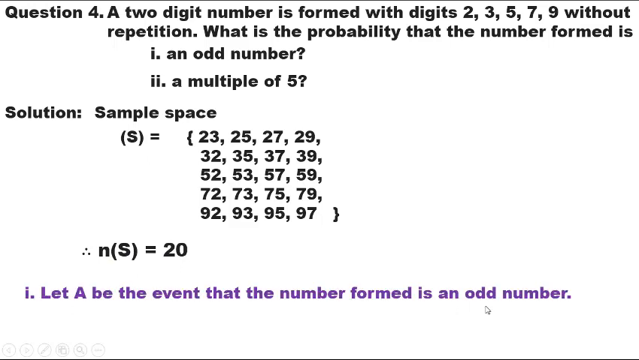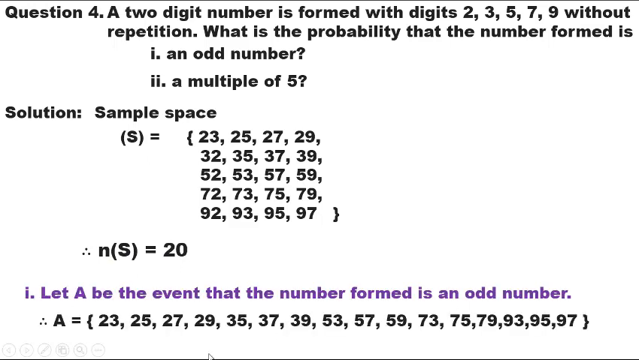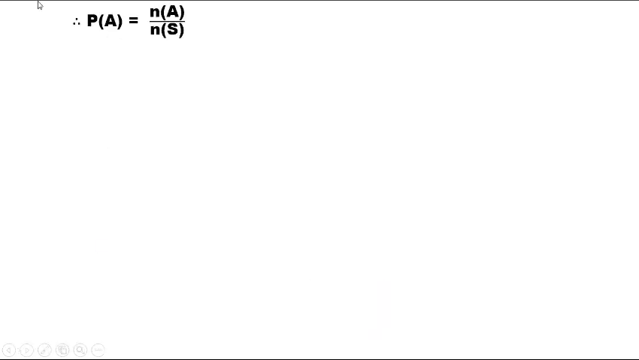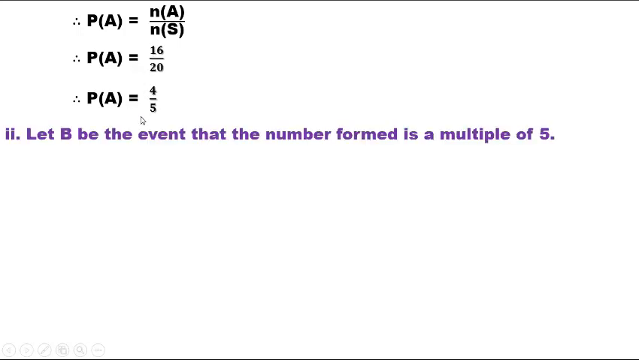Let A be the event that the number formed is an odd number. Therefore, set A is equal to 23, 25, 27, 29, 35, 37, 39, 53, 57, 59, 73, 75, 79, 93, 95 and 97. Therefore, the number of sample points of set A is equal to 16. Probability of A is equal to the number of sample points of set A divided by the number of sample points of set S. Therefore, probability of A is equal to 16 upon 20. Probability of A is equal to 4 upon 5.